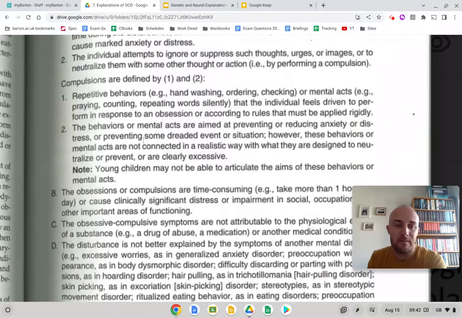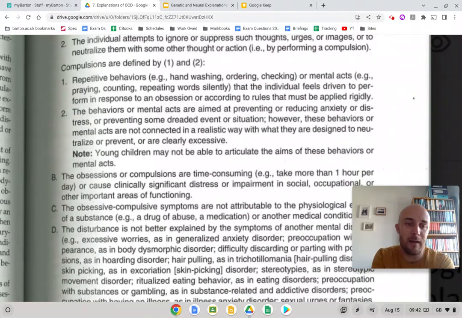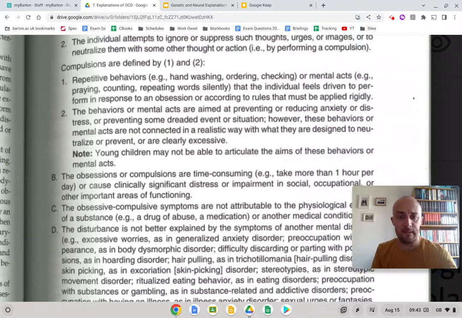Let's have a look if there's anything else here. The behaviors or mental acts are aimed at preventing or reducing the anxiety or preventing some dreaded event. However, these behaviors or mental acts are not connected in a realistic way with what they are designed to neutralize, and they're clearly excessive. Now, the thing about OCD is it's quite difficult to hide. Depression is relatively easy to hide, and people with depression hide depression quite a lot of the time.